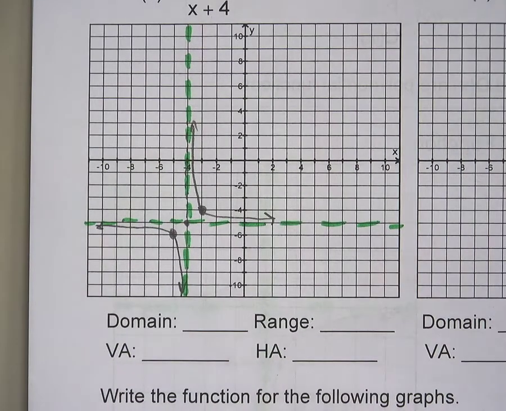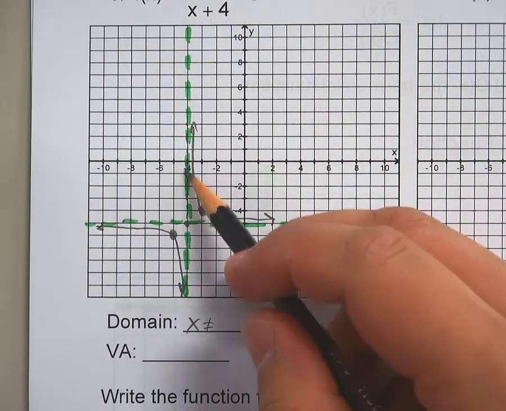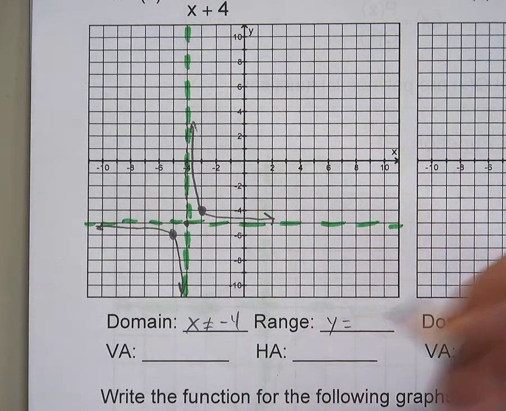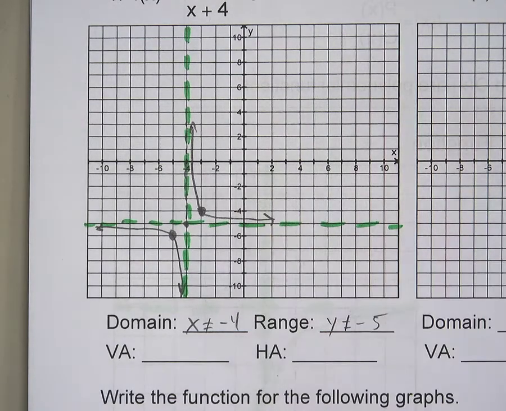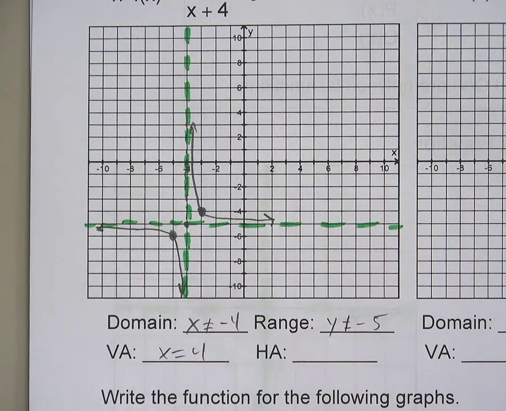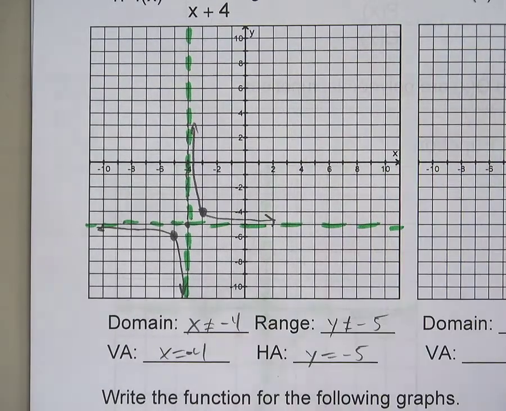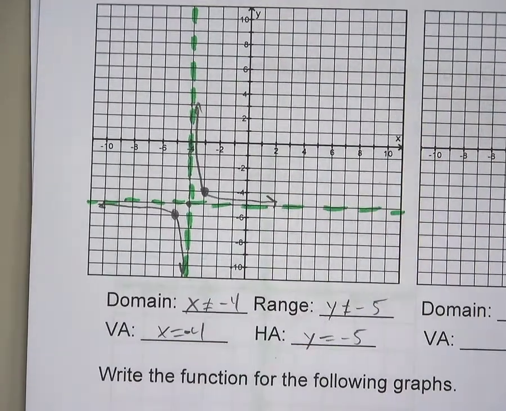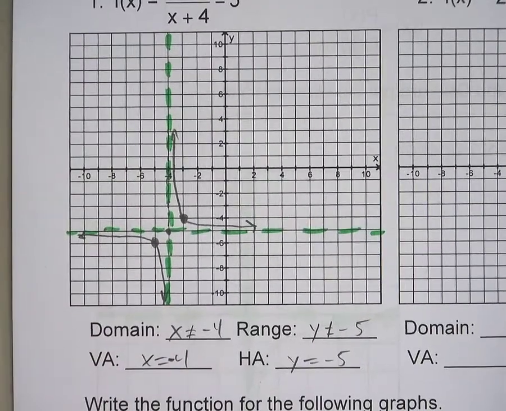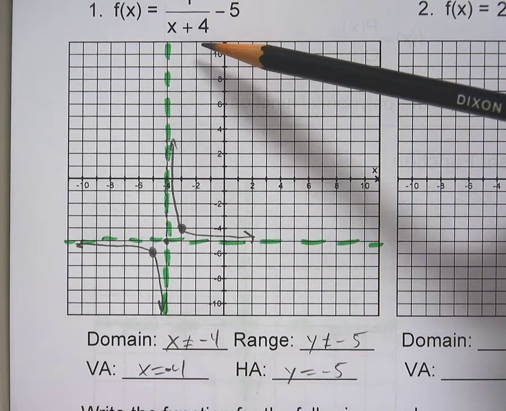Your domain, again, is x can equal everything except the asymptote of -4. Your range is y can equal everything except the -5, the horizontal asymptote here. So your vertical asymptote is x equals -4. Your horizontal asymptote is y equals -5, excuse me. See how those two kind of correlate? Now if you notice, the vertical asymptote is probably the easiest one to find. It's just where your denominator equals 0, right?